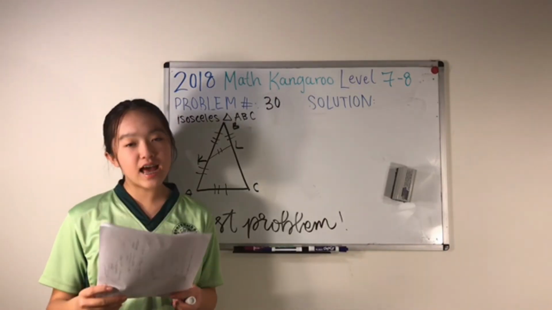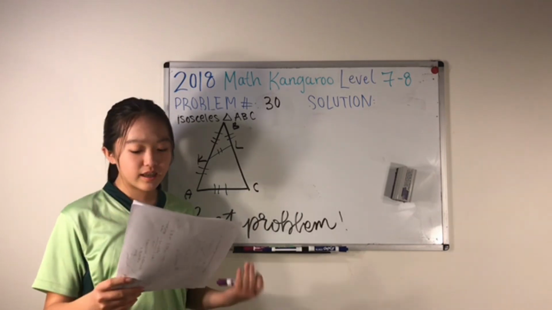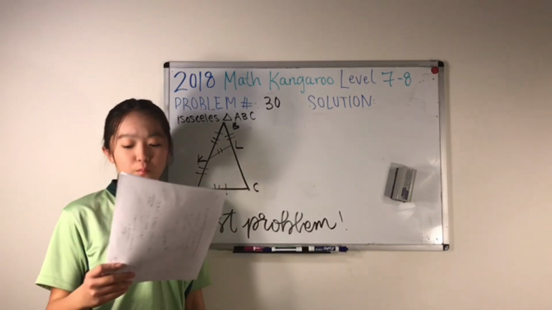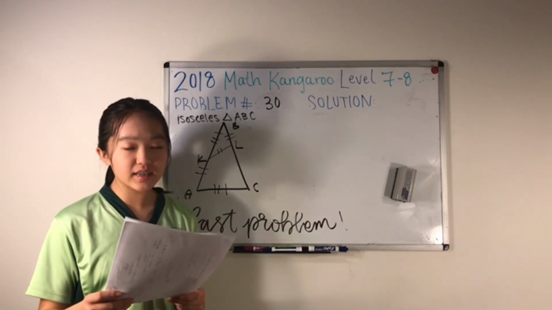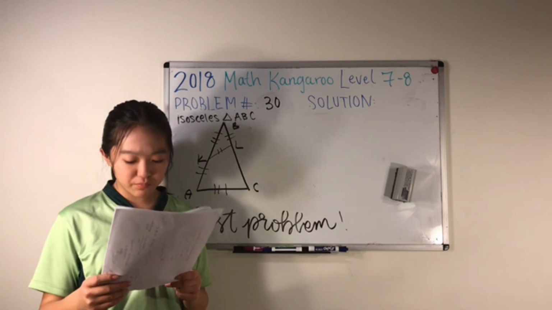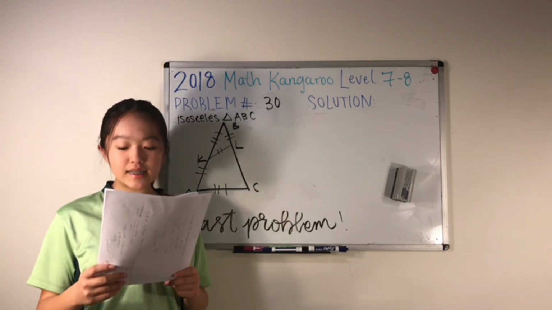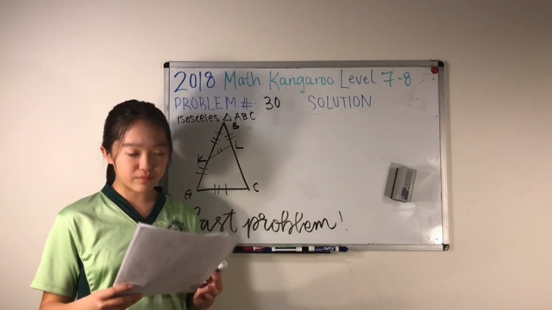Problem number 30 says, an isosceles triangle ABC, points K and L are marked on sides AB and BC, respectively, so that AK is equal to KL, which is equal to LB, and KB is equal to AC. What is the measure of angle ABC?